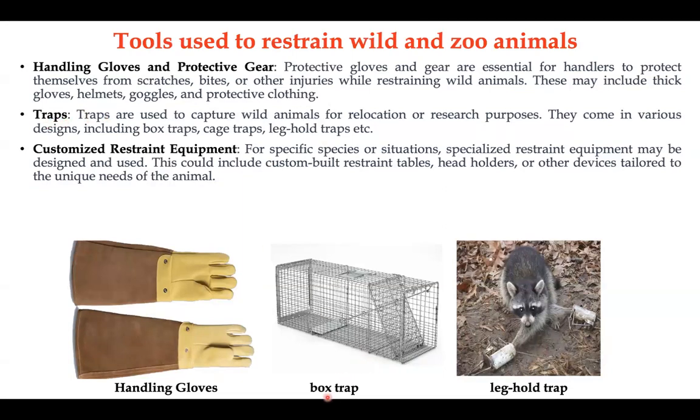As you can see, one picture is a box trap, which we can use for rats or mice in our home. And another one is a leg hold trap. So different kinds of traps are available. Traps are used to capture wild animals for relocation or research purposes.